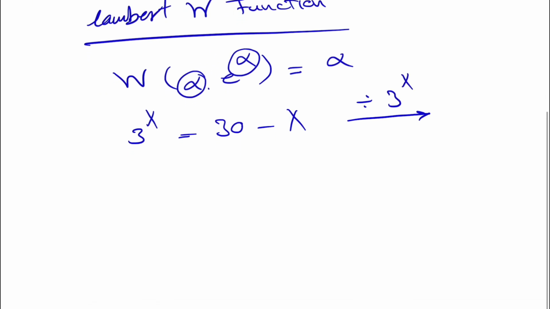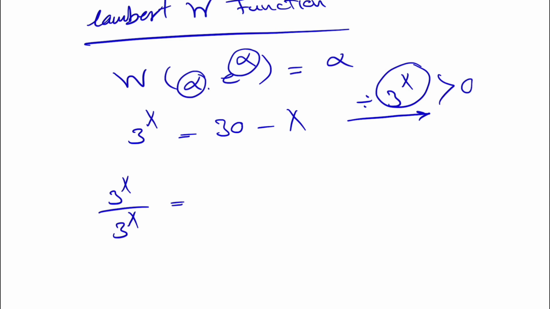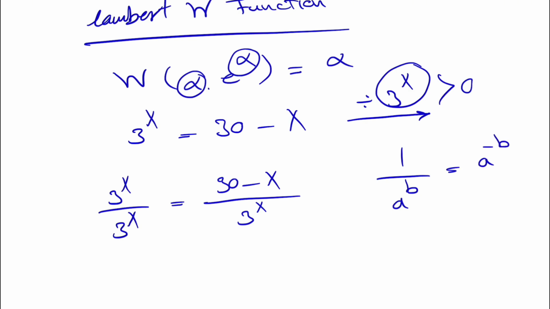And what we're going to get on the left side is 3 to the x divided by 3 to the x. Keep in mind that we know that 3 to the x is greater than 0, so that's not going to make our denominator 0, and here we will have 30 minus x divided by 3 to the x. And we know from the laws of the exponent, when we have 1 over a to the power of b, this will be equal to a to the power of minus b.